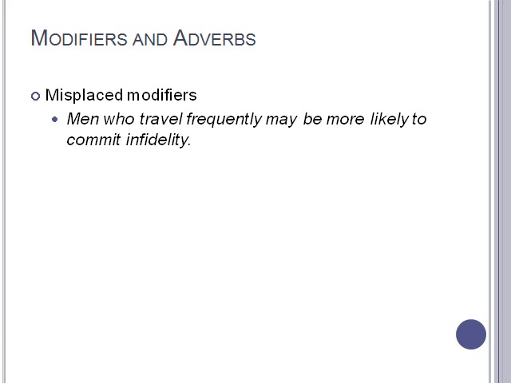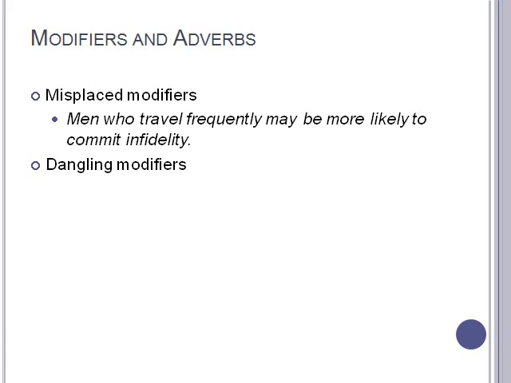Men who travel frequently may be more likely to commit infidelity. In this sentence, it's not clear. Is it that men who travel frequently may be more likely to commit infidelity, is it something about these men who travel? Or is it that men who travel frequently, is it those people who may be more likely? It's not clear which one you mean. And so you need to move the modifier closer to whichever meaning you want it to take on.